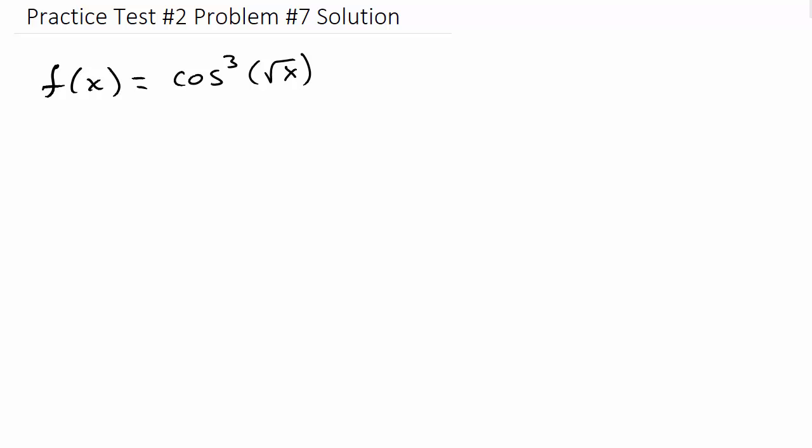Alright, so practice test number 2 on derivatives. This is the solution to problem number 7. So we've got f of x equals cosine cubed square root of x.